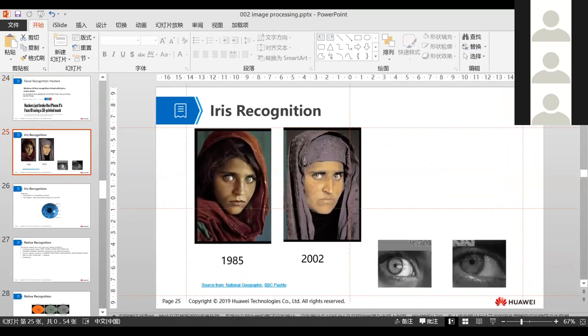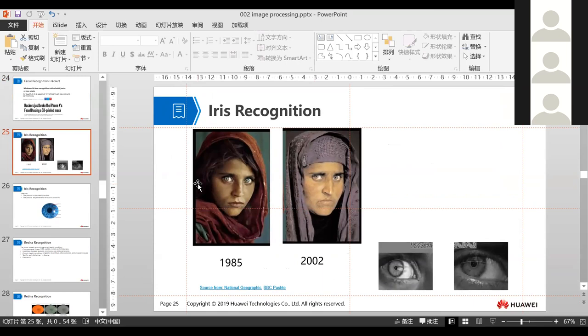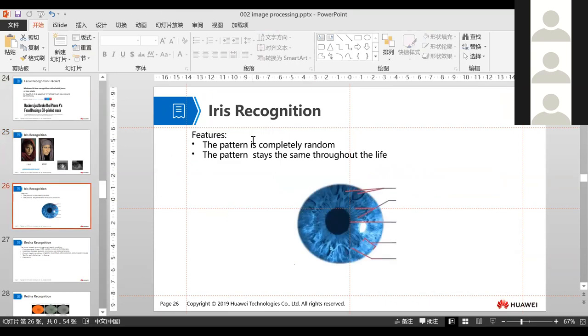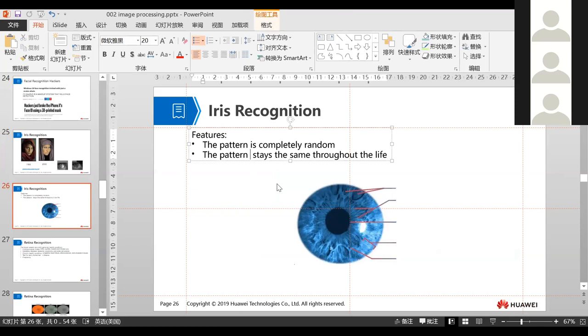And here is another recognition technology, we call it iris recognition. Compared to face recognition, iris recognition will be much, much safer. Iris recognition is to recognize a person using the iris. And why can we use iris recognition to recognize a person, whether it's Tom or Jerry? We can use their iris.